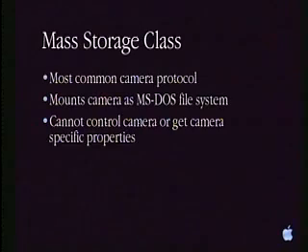Third class is mass storage. This is the most commonly used protocol. It basically mounts the camera as a storage device, as an MS-DOS file system on your desktop. The advantage of doing this is that it's pretty simple, easy to implement, and a familiar concept for users to use. However, the disadvantage is that it's a really limited interface to a camera, because the only way to control it is through file system commands. So you cannot really get and set camera-specific properties.